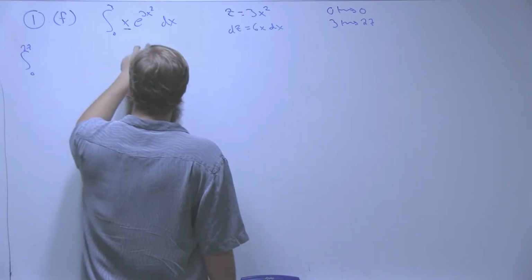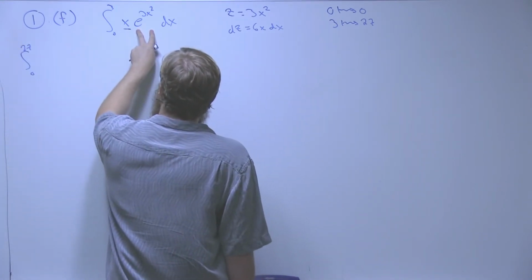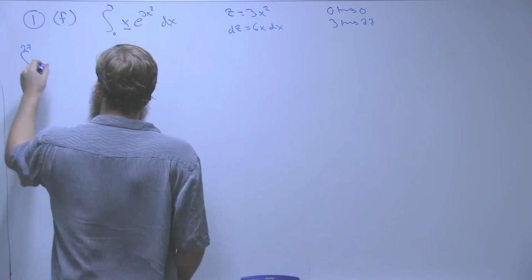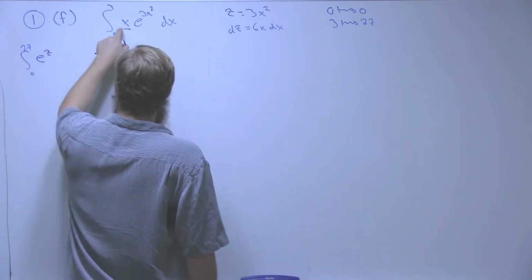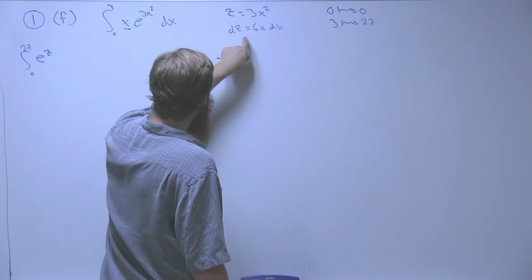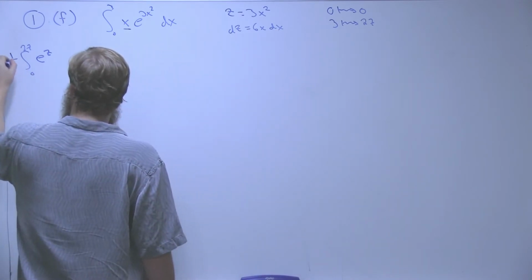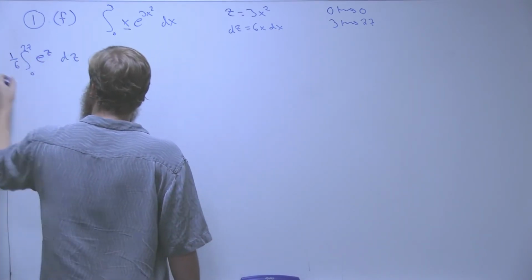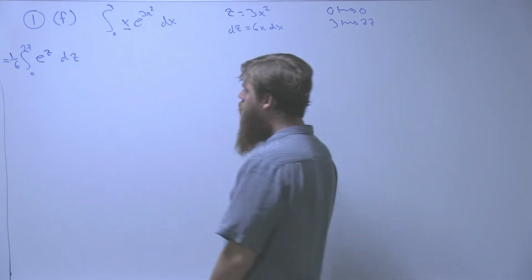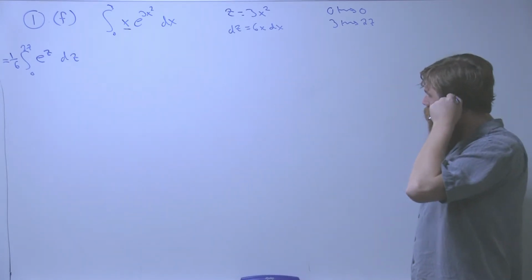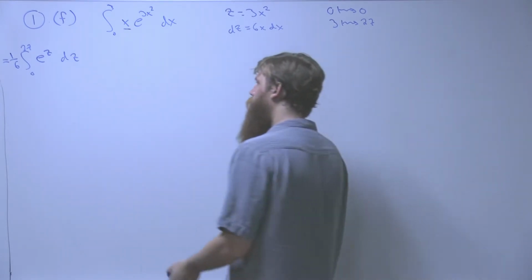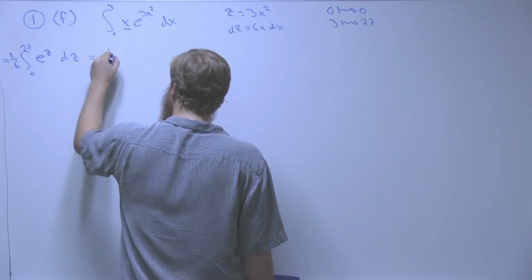And let's see what we have. This exponential piece, e to the 3x squared, just becomes e to the z. X dx is 1/6 of dz. So I've got 1/6 dz. Okay? So that's everything we need to do in our substitution. Now it's just a matter of evaluating this beast.